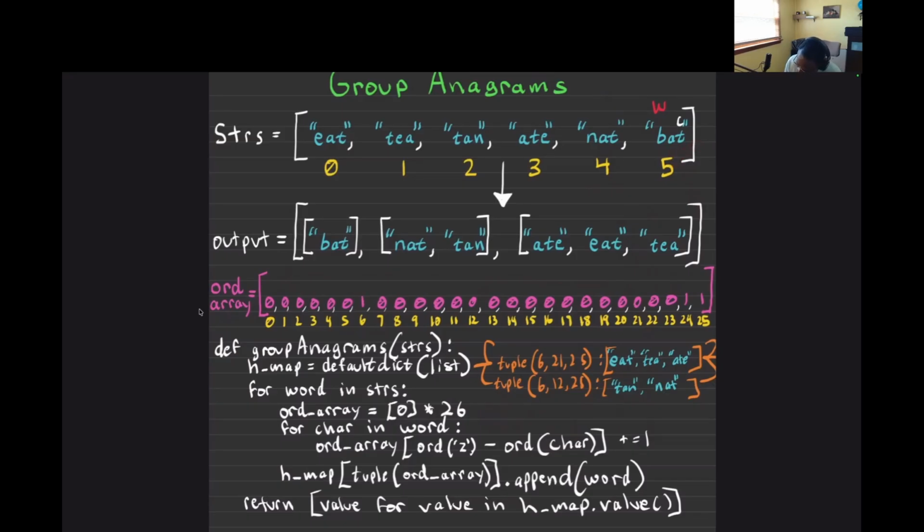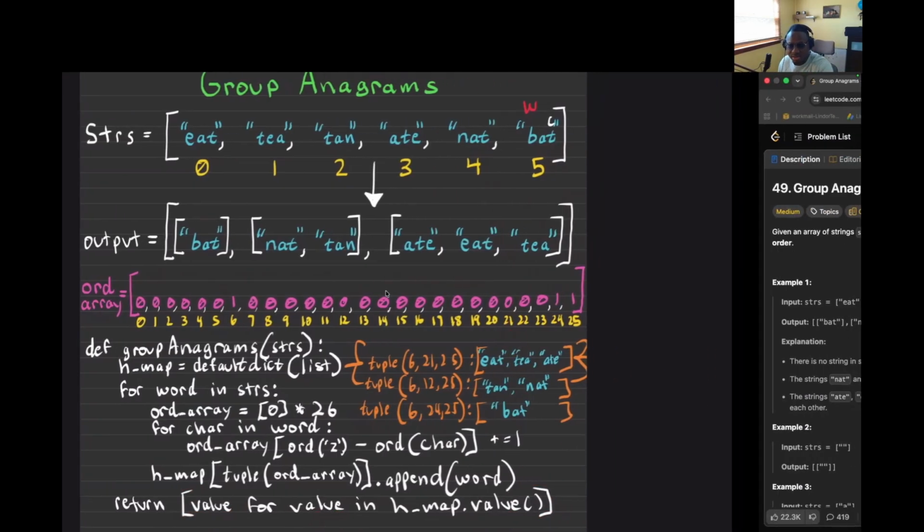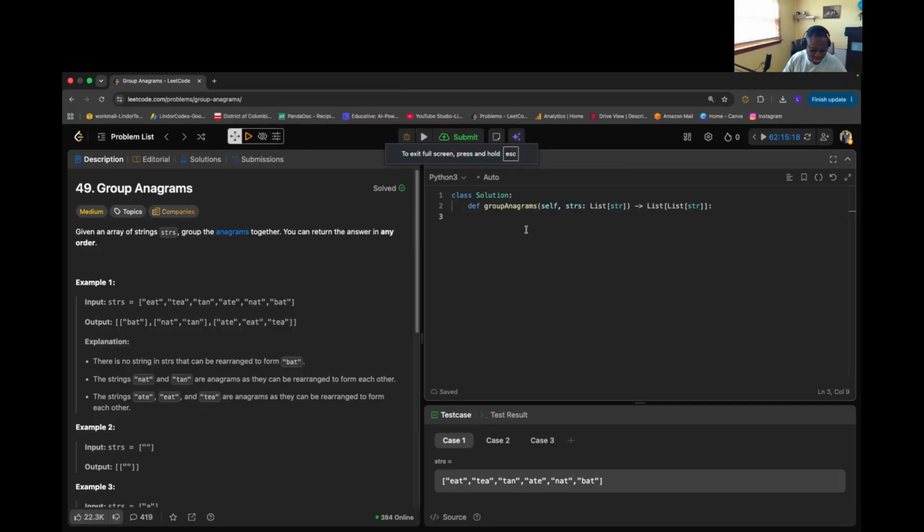All right, so how does that look in the hash map? Tuple of 6, 24, 25, right? That looks unique to me. Okay, so now in here we get bat. And then we finally just return value for value in hashmap.values inside of this list here. And that's our answer, okay? So let's navigate over to LeetCode and code the solution up.